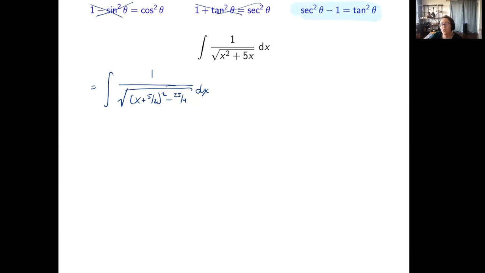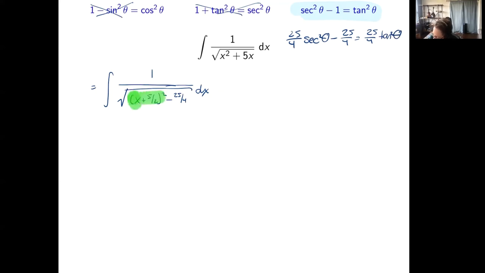Now I need to get the right form of the identity. This bit has an x in it. I can make it into anything I want, but 25/4 is just 25/4. So I need my constant term to be 25/4. So I'm going to multiply this identity on the right through by 25/4. 25/4 secant squared theta minus 25/4 is equal to 25/4 tan squared theta. That's the form I'm going to be using it in.